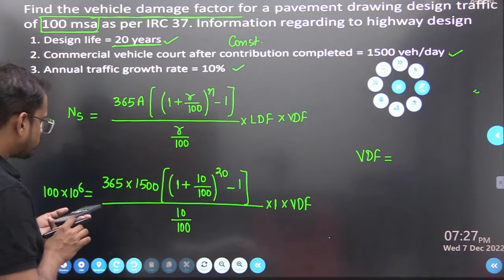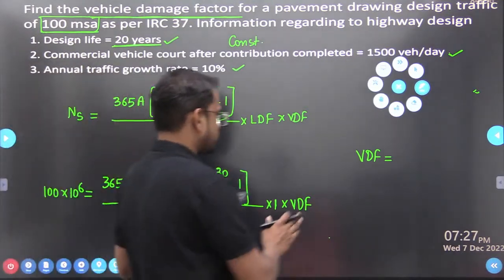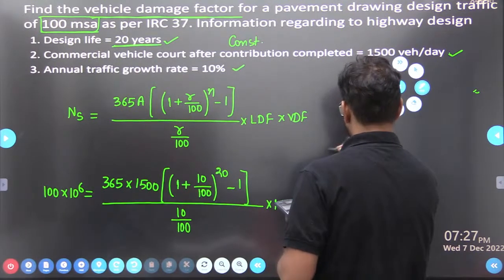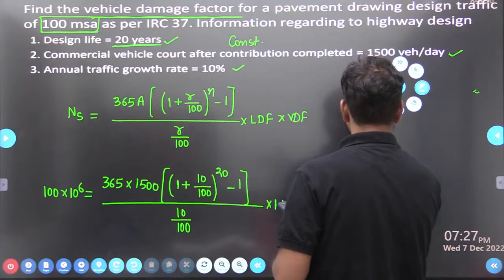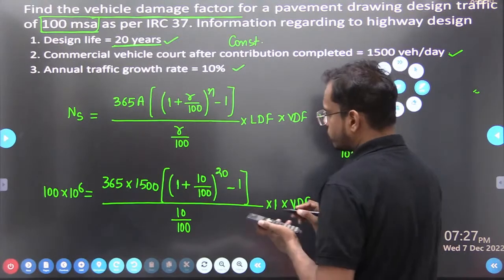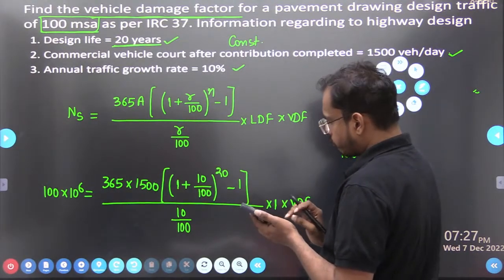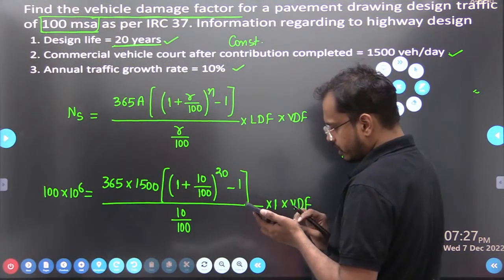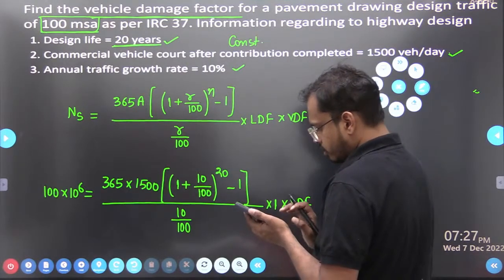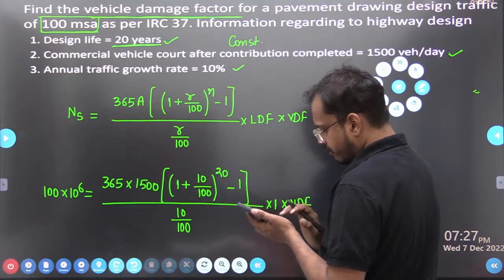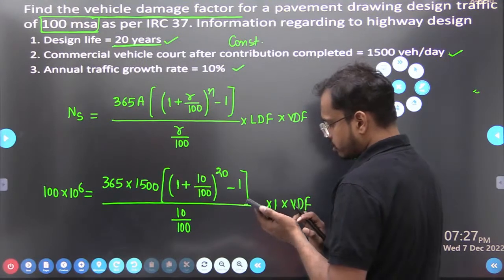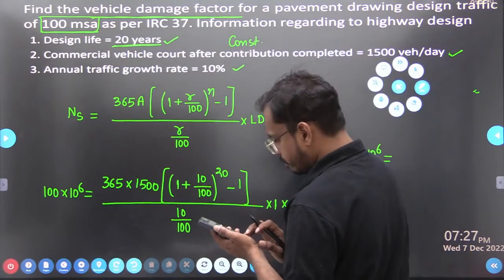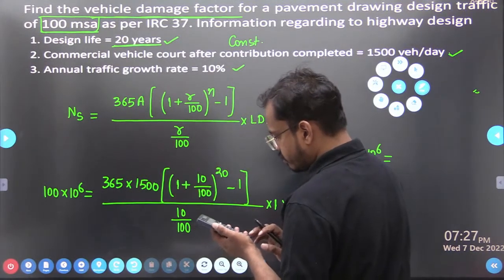this equation is also written like, 100 into 10 raised to power 6 is equal to 10 by 100 plus 1 whole raised to power 20 minus 1 dividing by 10 dividing by 100, multiply by 365 multiply by 1500.